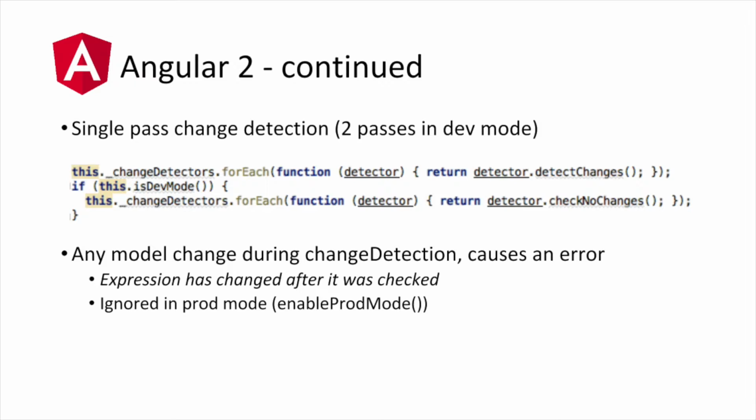If you see in dev mode, it's going to check that no changes were made during change detection, and if there are any changes made during change detection, it's going to throw an error. And again, that's only in dev mode. In production mode, it'll be silently ignored, so you better not do it. Actually, it's going to be very difficult for you to do it. I couldn't really reproduce that error once I had done it before. Okay.